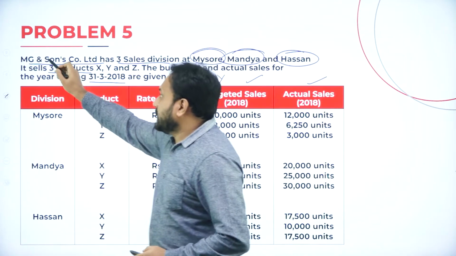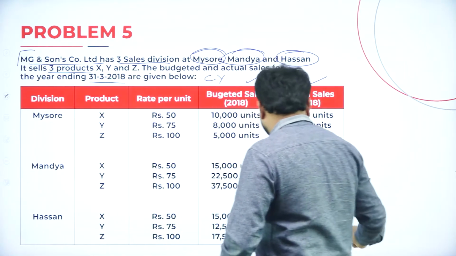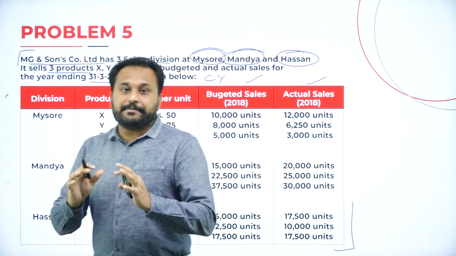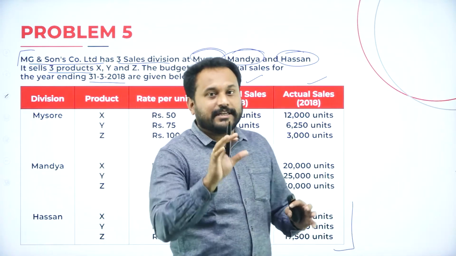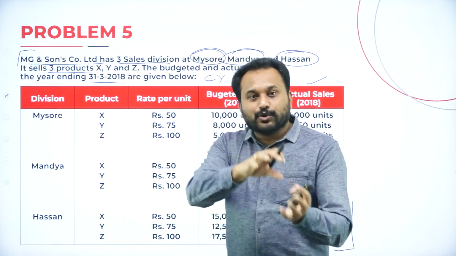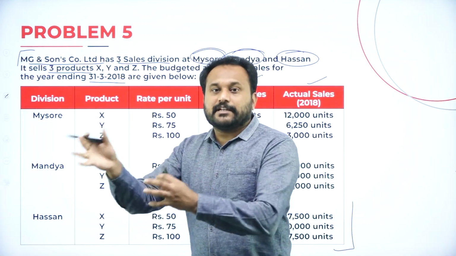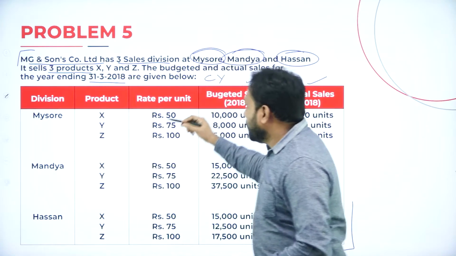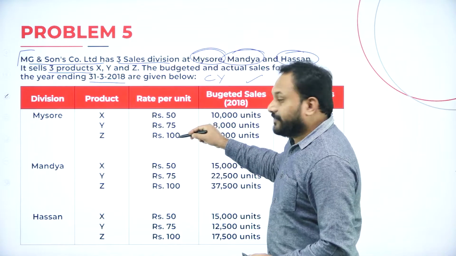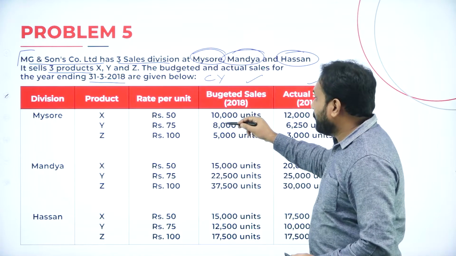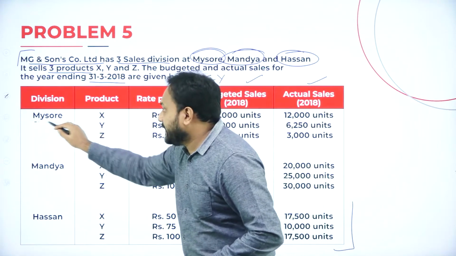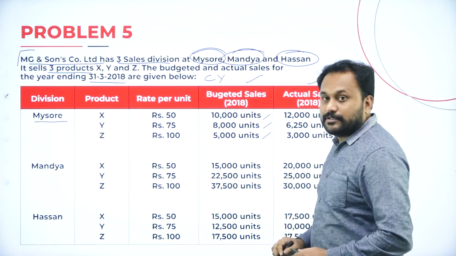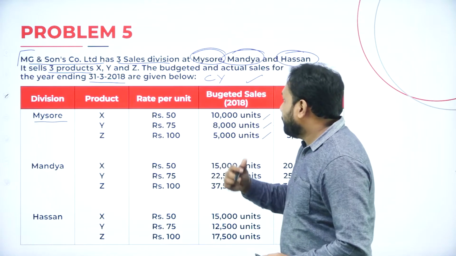Only from here till here, students, we are supposed to go with. 75% of our problem will be solved. We just need to take the units and the rate, multiply them, and we get the amount. So let's go with the first one here, XYZ. Rate is how much? 50, 75 and 100. And units are what? In Mysore, the first entry is 10,000, 8,000, 5,000. So 10, 8 and 5.